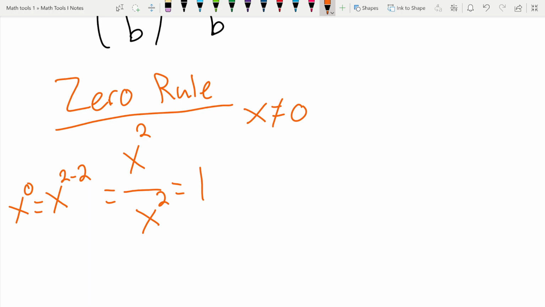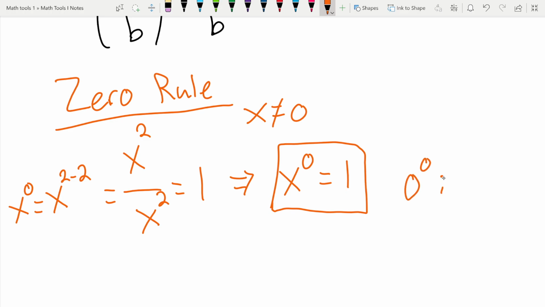So we have this string of equalities. So therefore, what we're getting here is that x to the 0 is equal to 1. And this did not mention anything about what x is, except for that it can't be 0. So this is the 0 rule, which is that anything to the 0th power is equal to 1 except for 0. Okay, so note that 0 to the 0 is indeterminate.